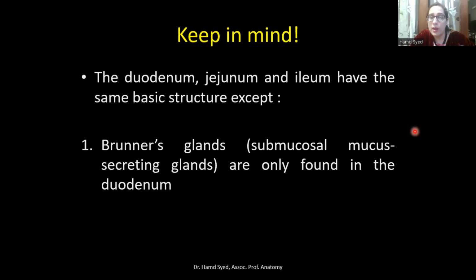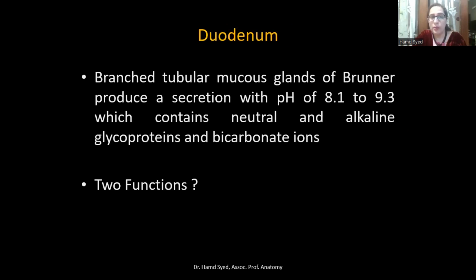These glands are known as the Brunner's glands, and this is a histological feature which is found only within the duodenum. Now, why are these mucus secreting glands found only in the duodenum? First, we should know that these are branched tubular mucus glands, and their secretion has a pH of about 8.1 to 9.3, because it contains neutral and alkaline glycoproteins and bicarbonate ions.